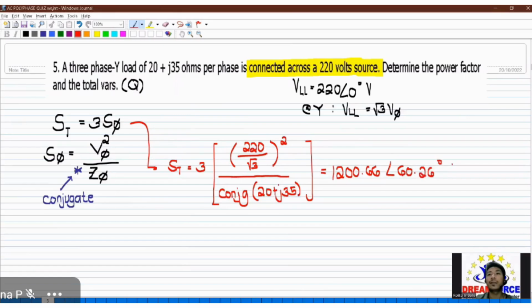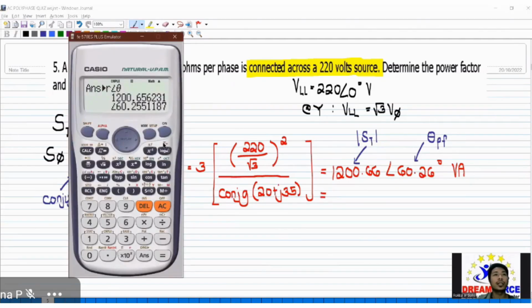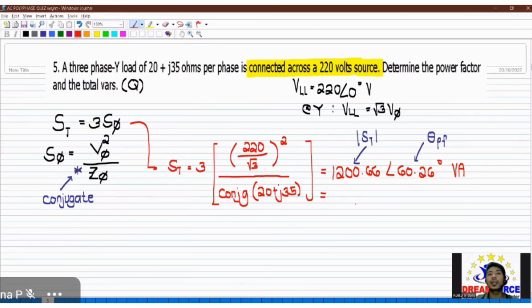degrees, volt-ampere. Di ba for your polar form ng ating S, yung magnitude, syempre, yan yung magnitude ni S, and yung corresponding angle niya, yan naman po yung power factor angle. If the case is positive, therefore that is lagging. Kapag negative, it is leading. Pwede naman natin i-transform into polar, o ilagay nyo lang sa calculator, automatic na yan na polar o na rectangular.